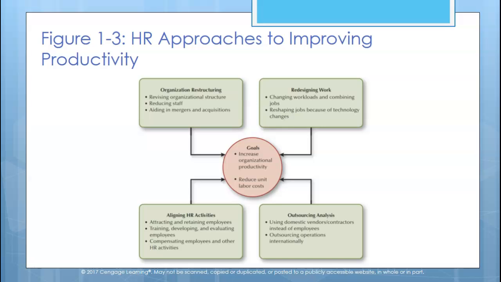It might also be more efficient not to have people who can use touchscreens. Aligning HR activities means, are we actually making sure when we hire people that they match up with the needs of the organization? Are we drawing in the right people? And an outsourcing analysis finally means, are there things that you could be better off outsourcing to somebody else rather than doing it yourself?